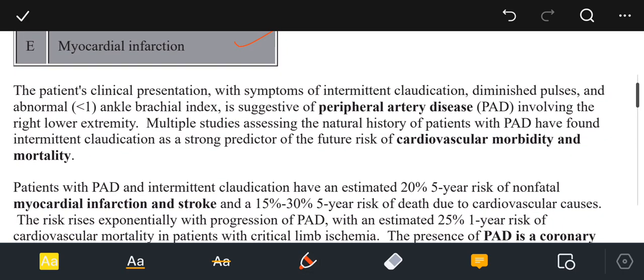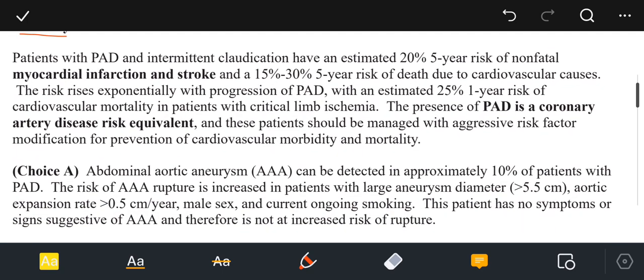The patient's clinical presentation with the symptoms of intermittent claudication, diminished pulses, and abnormal less than 1 ankle brachial index is suggestive of the peripheral artery disease involving the right lower extremity. Multiple studies assessing the natural history of the patients with the peripheral artery disease have found intermittent claudication as a strong predictor of further risk of cardiovascular morbidity and mortality. Patients with a peripheral artery disease and intermittent claudication have an estimated 20% 5-year risk of non-fatal myocardial infarction and stroke and a 15 to 30% 5-year risk of death due to cardiovascular causes.